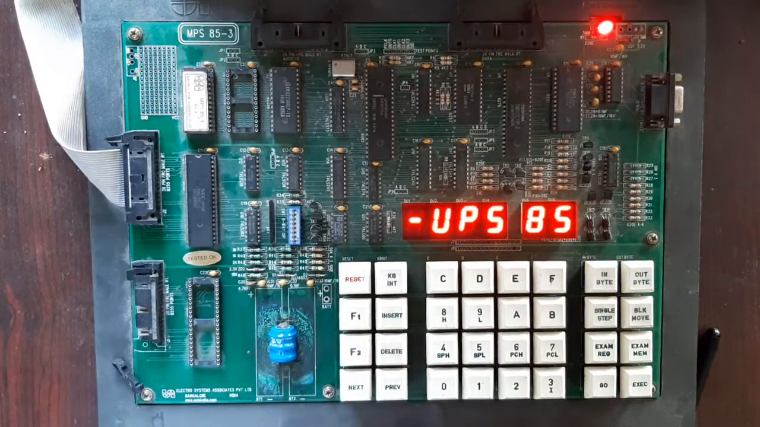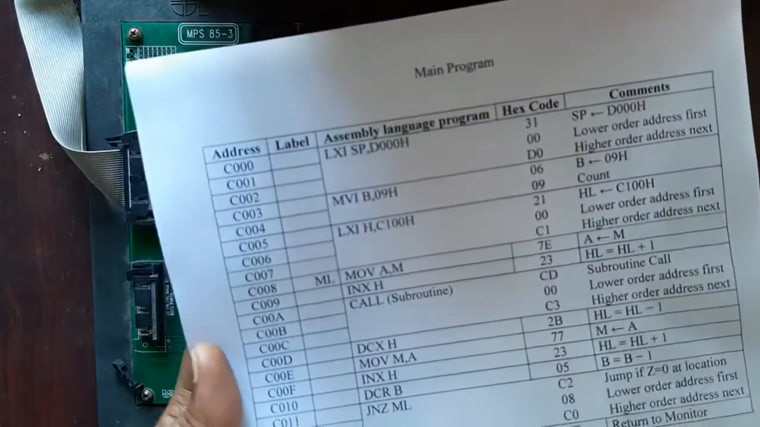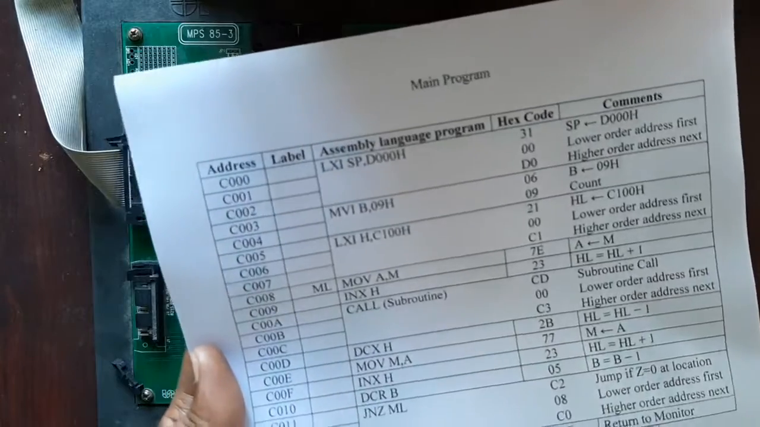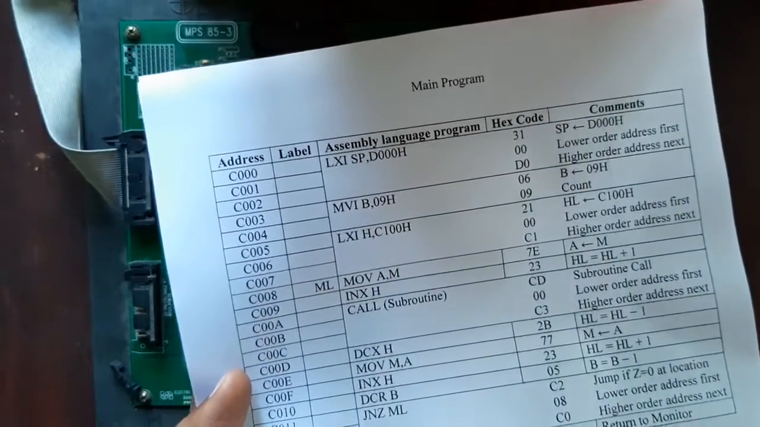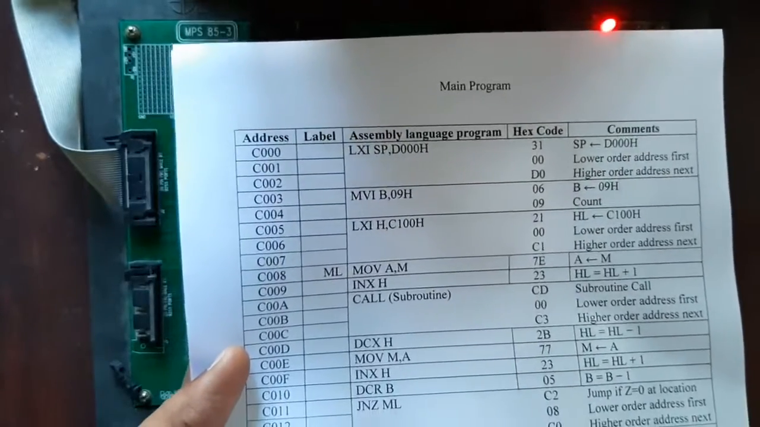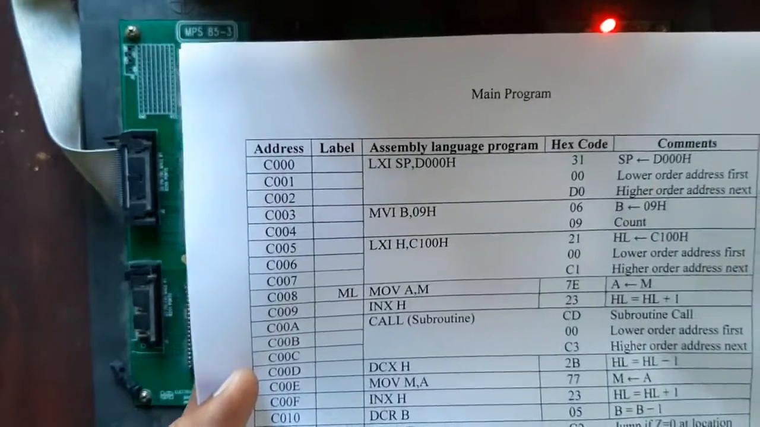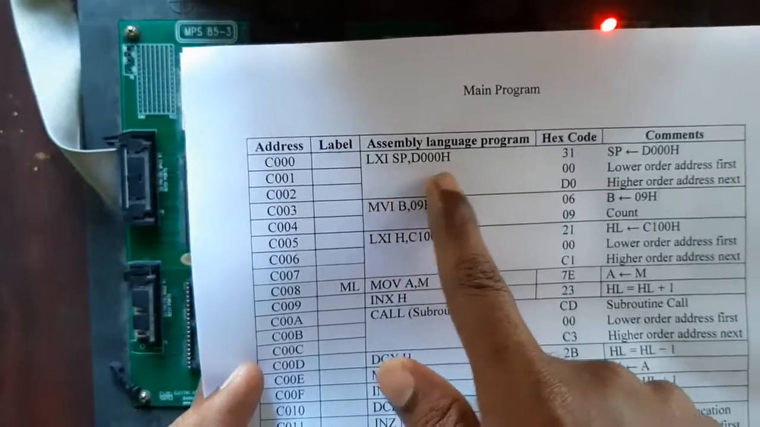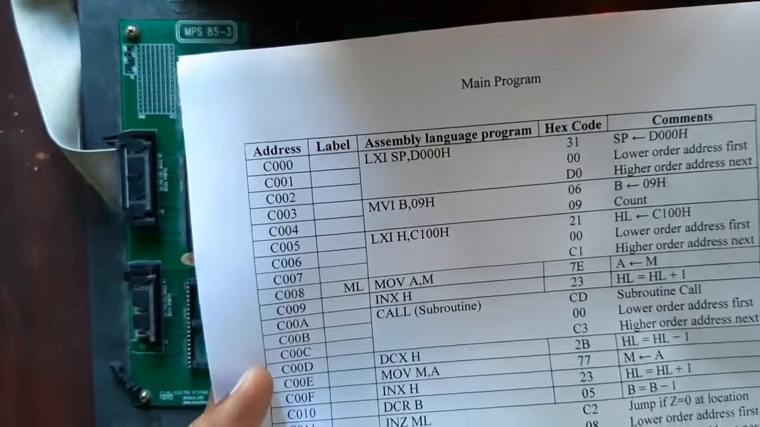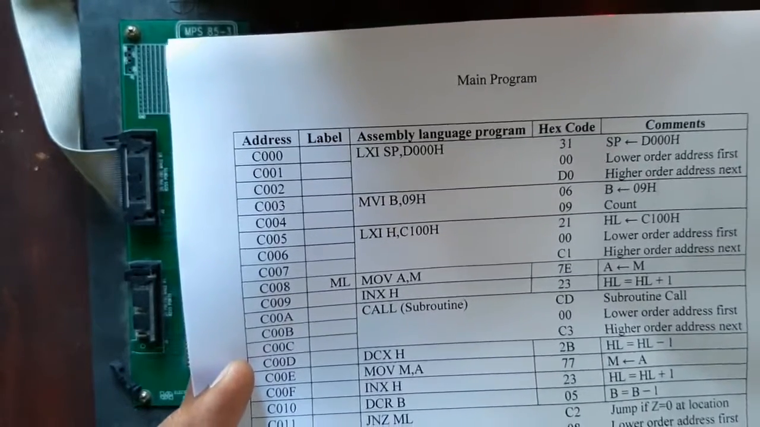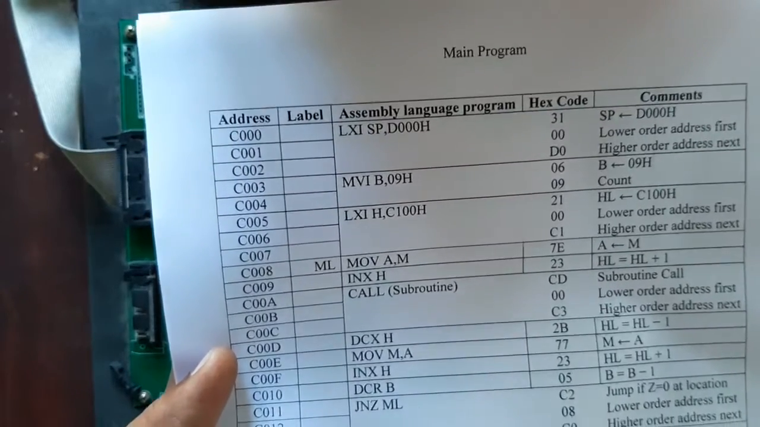Before loading the program, let us first understand the programming. Here we are using the stack for the purpose of subroutine. First, we specify the stack pointer at address D000, which means it will start loading from CFFF.